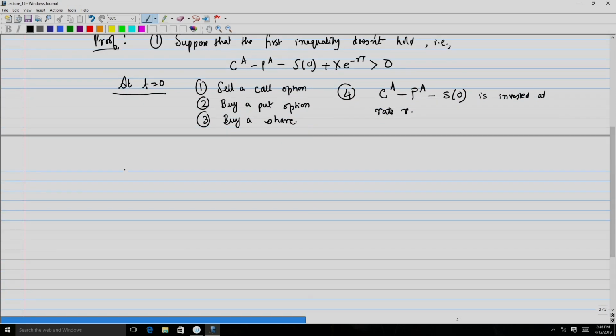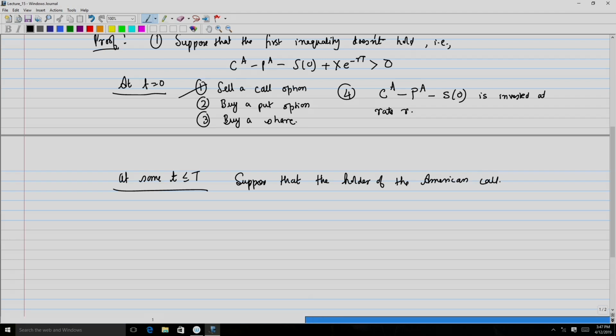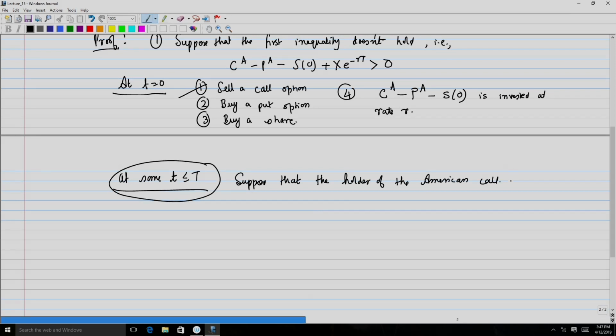Now at some small intervening time t, which could also be equal to capital T, suppose that the holder of the American call decides to exercise. Remember, you had sold an American call option, so that can be exercised any time on or before capital T. So, you now consider the possibility that indeed the holder of the American call decides to exercise the call option.